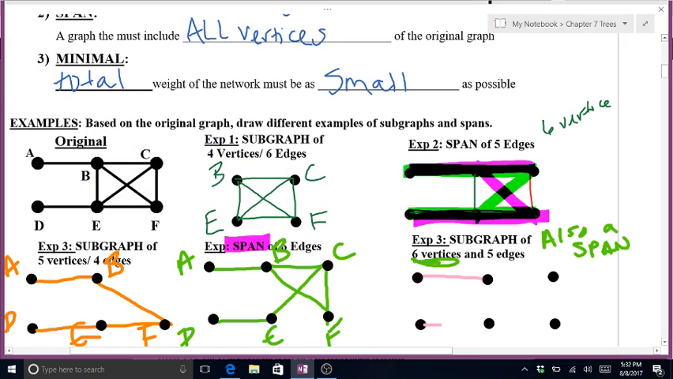Again, I need to use these 2 edges here. I really don't have a choice because in order to connect A and D, those are the only 2 edges. And because this is a subgraph, I have to use the original edges. I cannot make up any new ones. Okay. And I need 3 other edges to add in. So as long as I connect to C and F, we're good. So let me connect B to C, B to F, and B to E.